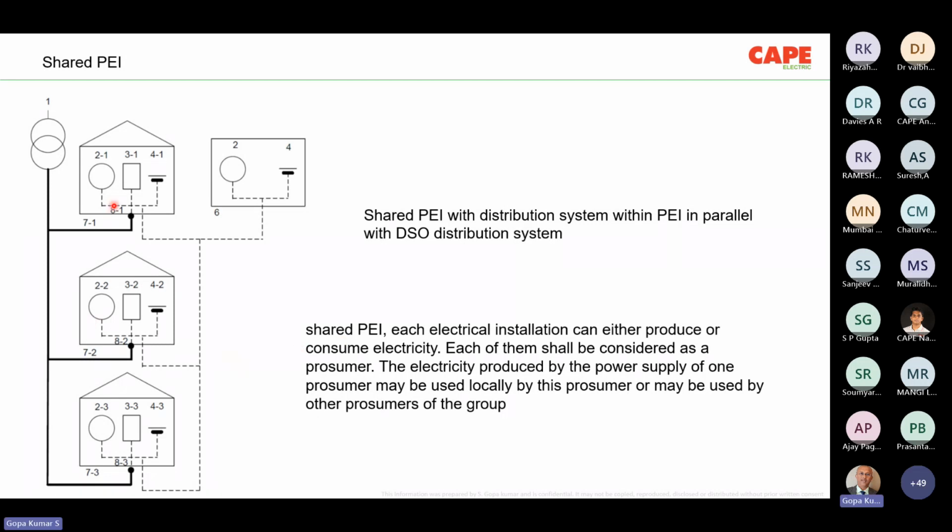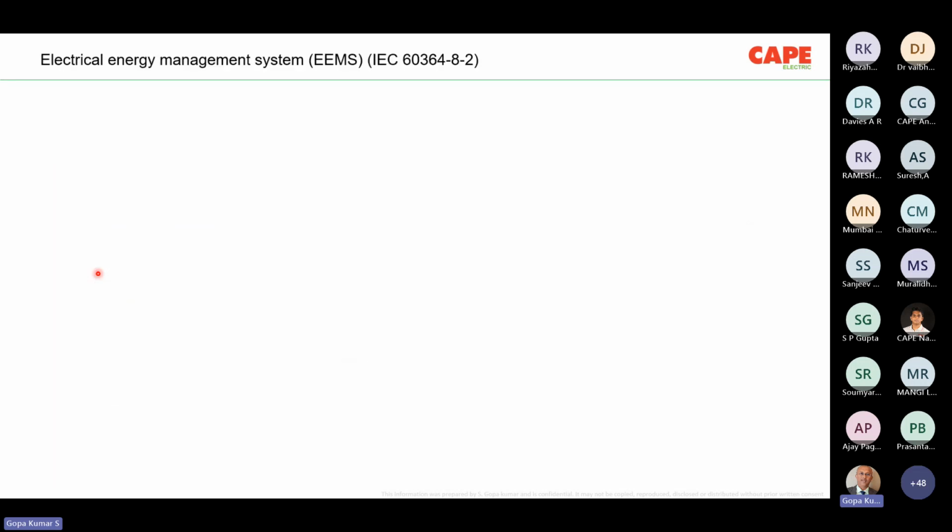Why I am explaining this is, PEI may be operating in islanding mode, or maybe it is also operating in the connected mode. When it comes to the islanding mode, say for example, imagine the power supply has gone, there is no power supply. Then probably the situation of all these houses, all these PEI, may be different from when it is connected. I have some pictures I will show you, then you will be able to understand this.